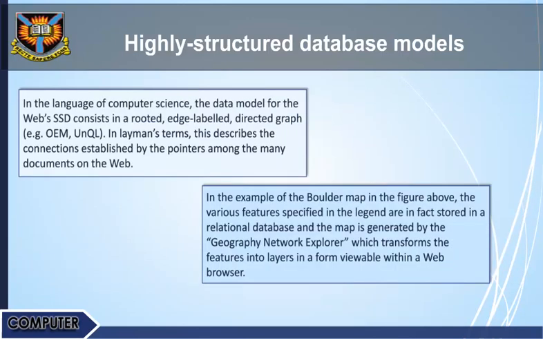In the language of computer science, the data model of the web's SSD consists of a rooted, edge-labeled, directed graph, e.g. OEM, UnQL. In layman's terms, this describes the connections established by the pointers among the many documents on the web. In the example of the Boulder map in the figure above, the various features specified in the legend are in fact stored in a relational database, and the map is generated by the Geography Network Explorer, which transforms the features into layers in a form viewable within a web browser.